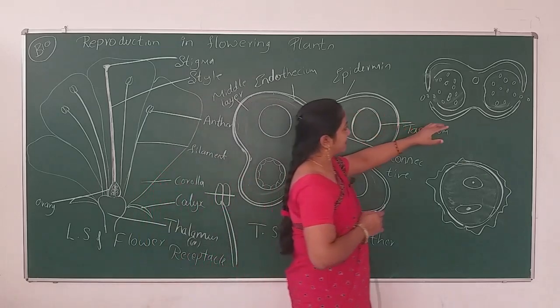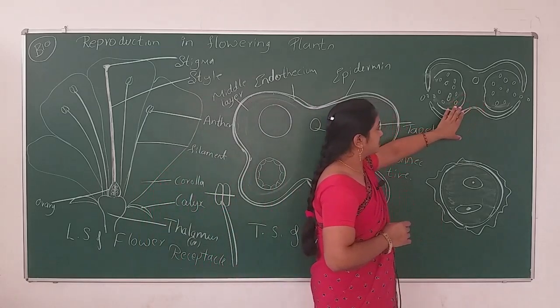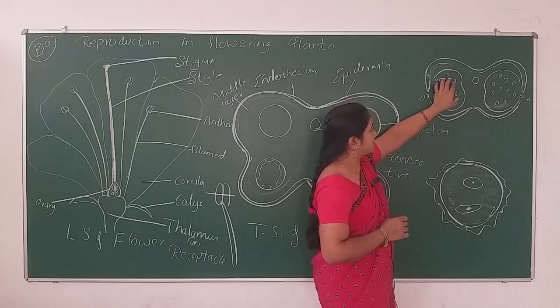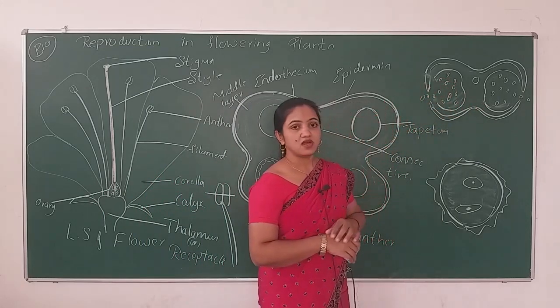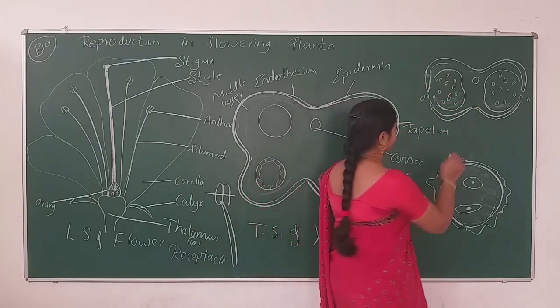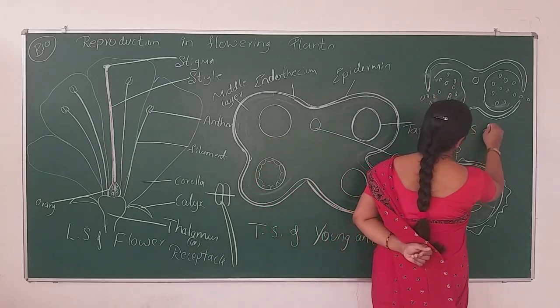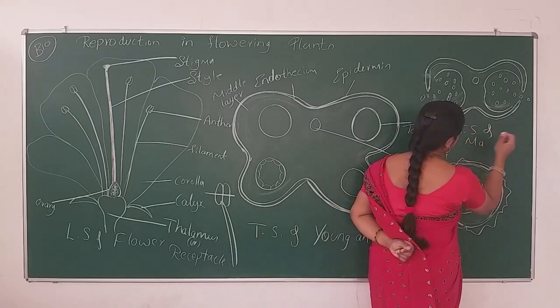Now here is one diagram I have drawn, showing the pollen grains. These pollen grains are coming out from the anther. It means this is the mature anther.